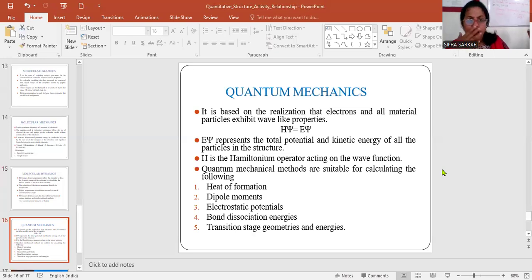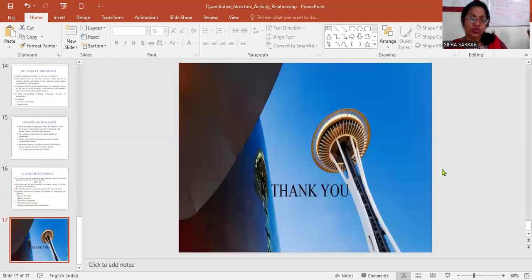Next, coming to quantum mechanics. So here, parameters like heat of formation, dipole moment, electrostatic potential and similar properties are used.